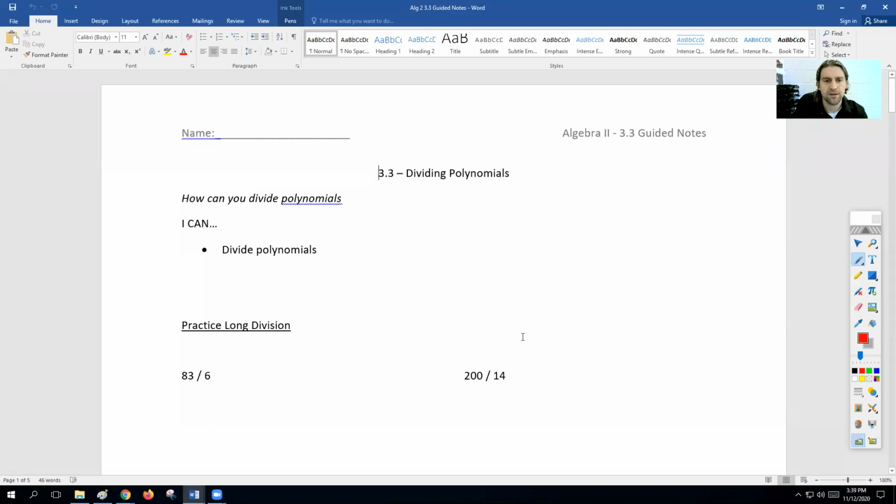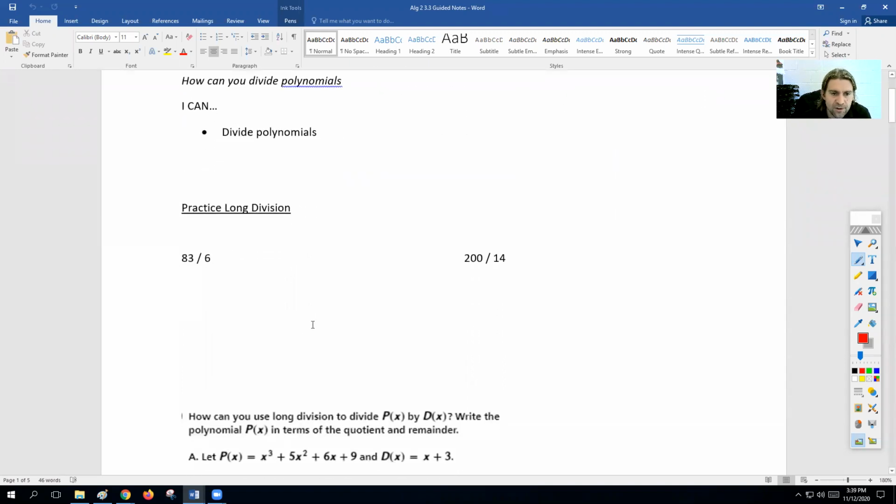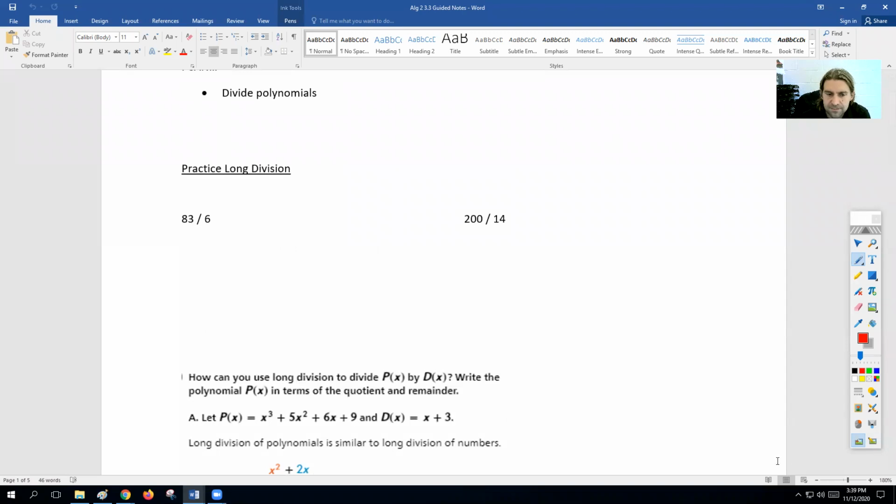So I'm going to help you out with the next section, 3.3. We've added, subtracted, multiplied, and now what we need to do is divide polynomials. We're actually going to learn two different ways to divide a polynomial, and the first way is how to use long division. It's probably been a while, so let's practice just normal long division to go through the steps.